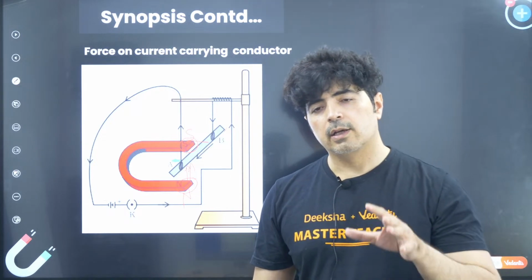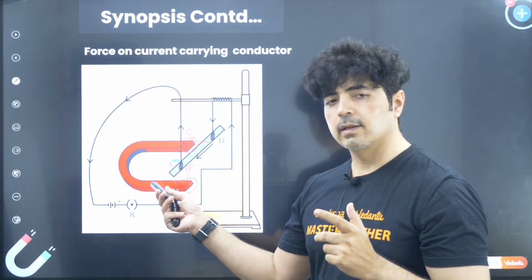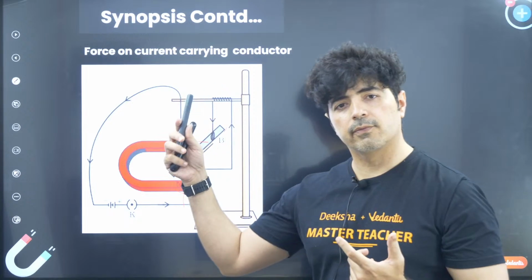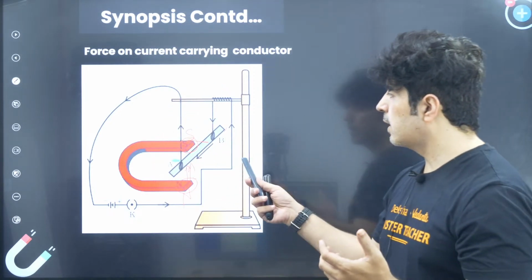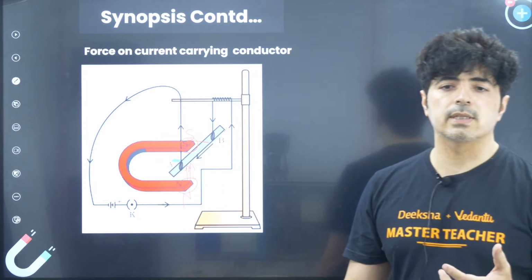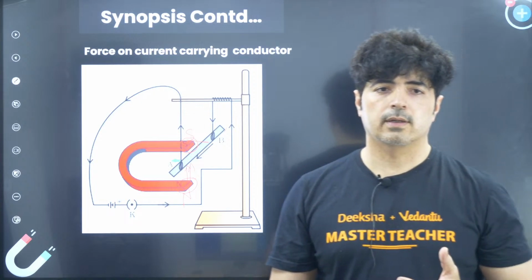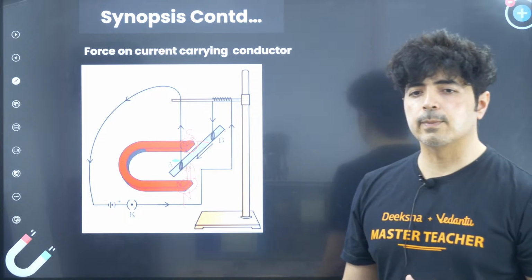Use your left hand: middle finger in the direction of current, index finger in the direction of magnetic field, thumb in the direction of force. If you take it, you will see the force is inside. This is how it is going to work. This is what the experiment is all about.